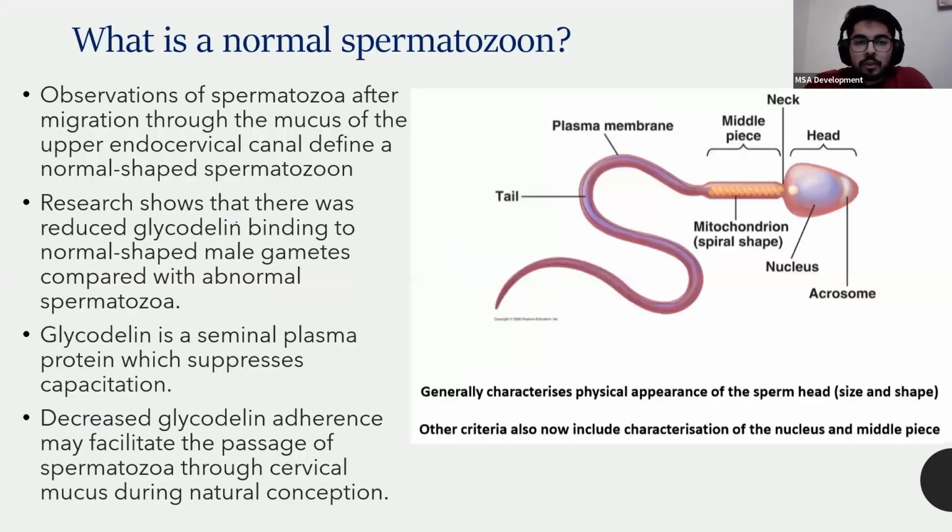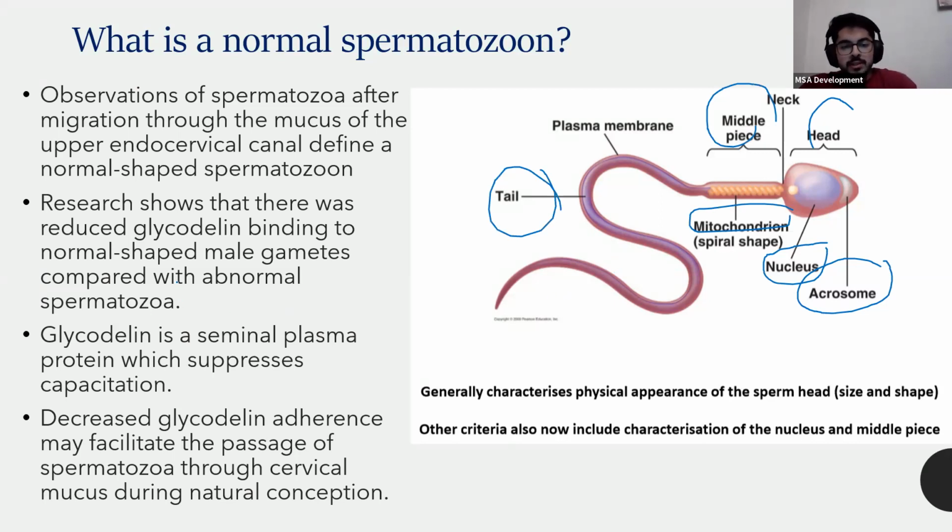Next thing, what's a normal spermatozoa? So we just discussed the process of spermatogenesis, and we discussed the normal shape of the sperms. So we said that it has a head that has an acrosome that breaks through the zona pellucida. It has a nucleus that contains genetic information. It has a middle piece that has the mitochondria that's going to provide the energy, and it has a tail to move.